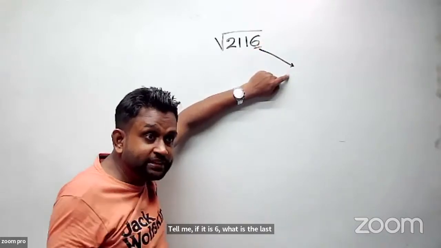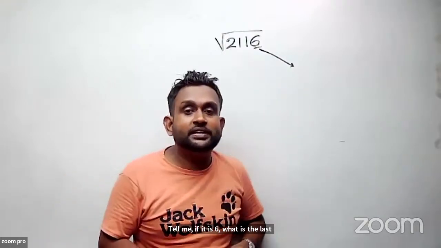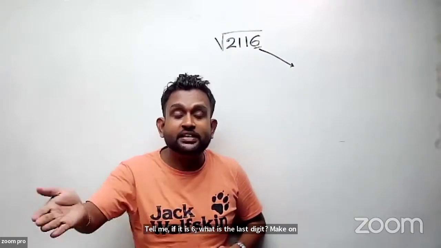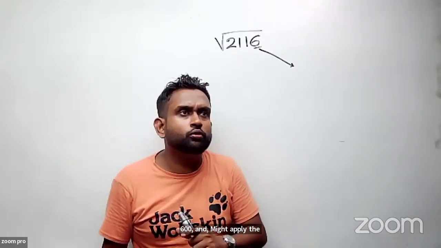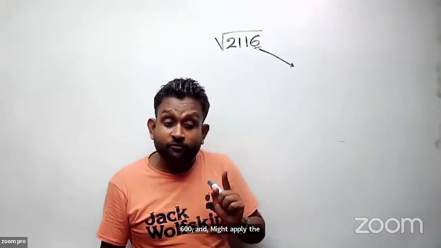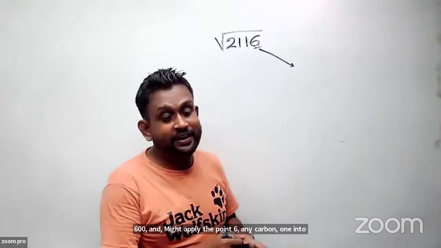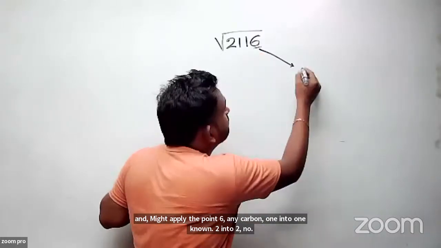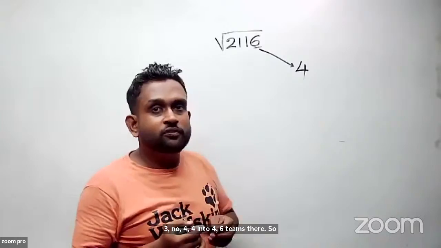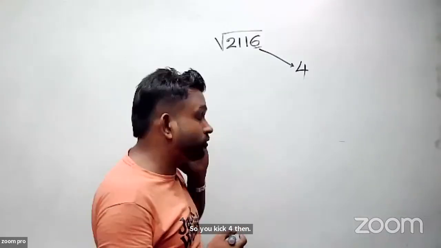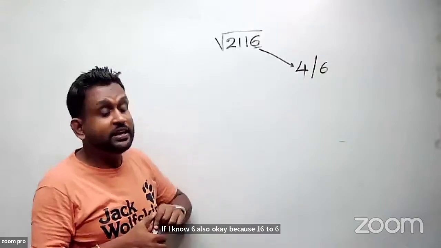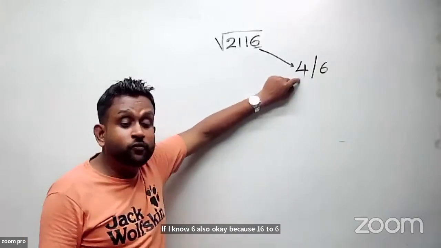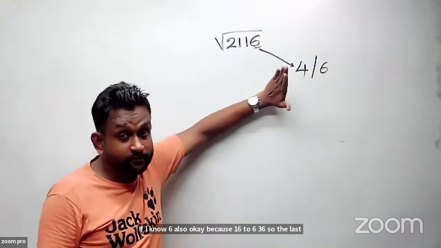Remember this. Which number, when multiplied, gives 6? 1 into 1, no. 2 into 2, no. 3, no. 4 into 4 is 16, there. So 6 is the last digit. Then you check 5, no. 6 also okay, because 6 into 6 is 36. So the last digit of the answer is either 4 or 6. You check that one first.